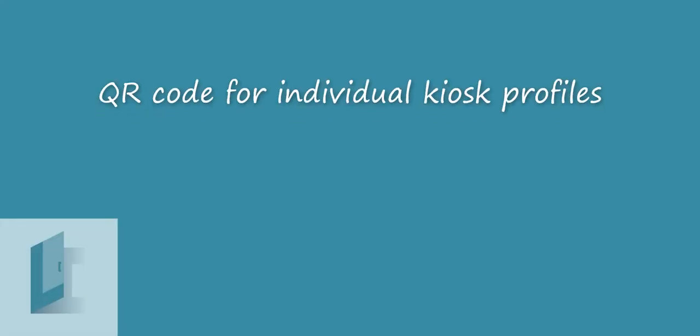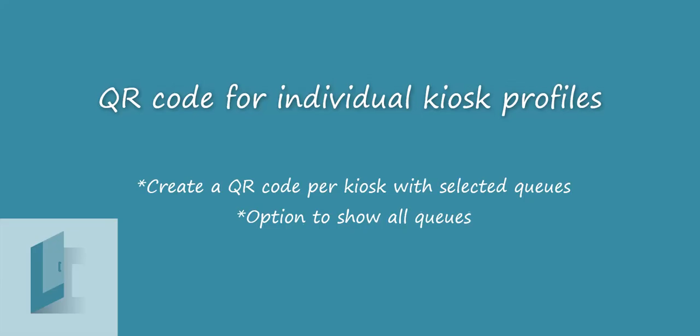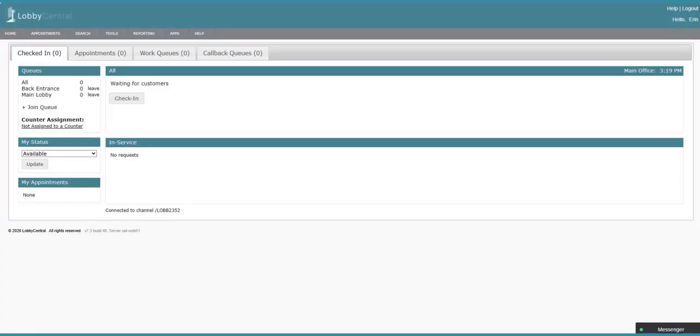Okay, the next feature is a QR code for individual kiosk profiles. It allows you to create a QR code per kiosk with select queues. You still have the option to show all queues, but it allows you to isolate it to one profile if you like.